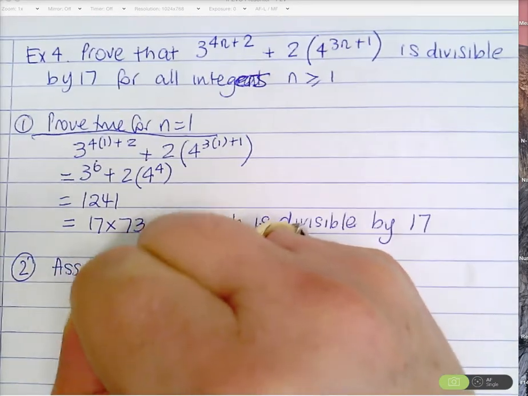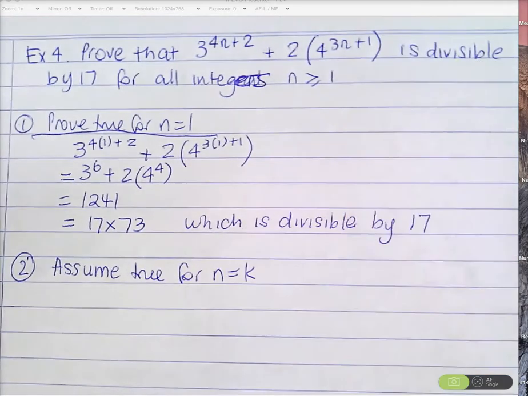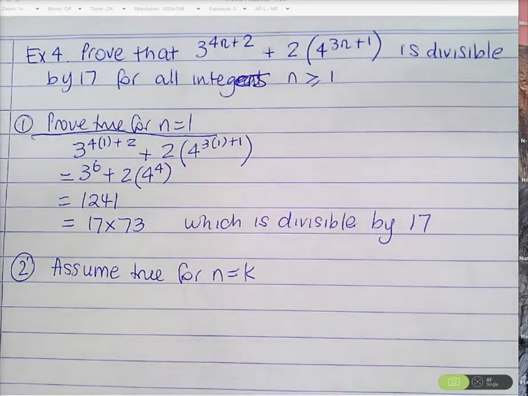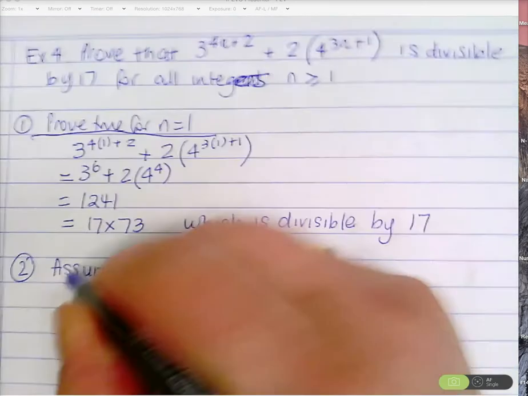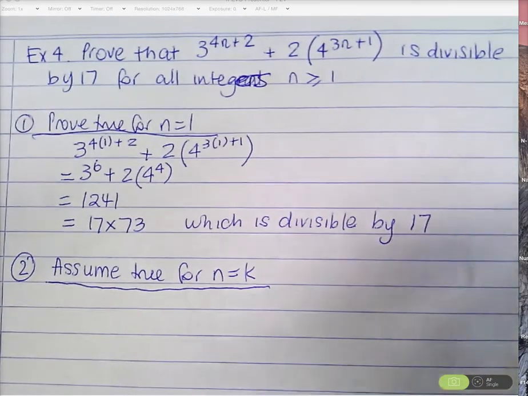Step 2, assume true for n is k. Now I haven't done the even and the odd ones yet. I might just leave them for tomorrow, because I really think we need a couple of lessons on each type, all right? We want to do it properly. And there's also all other types as well. So assume true for n is k.